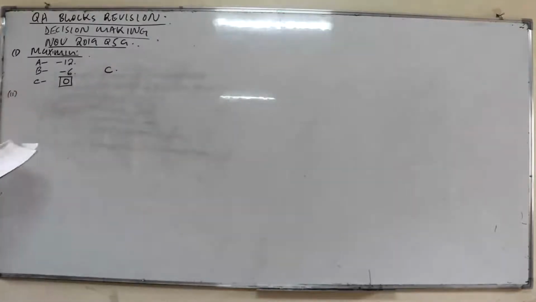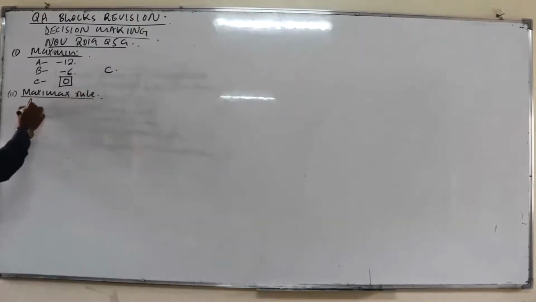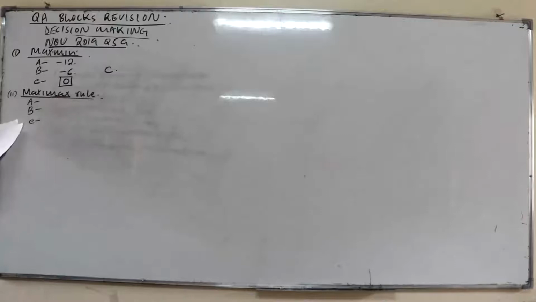Let's go to number 2. You have to use the maximax rule or maximax criterion. Between A, B, and C, this means the maximum of the maximum. So you take the maximum. For alternative A, the maximum is 6. For B, the maximum is 16. And for C, the maximum is 12. Then we take the maximum of the maximums, so you select the maximum.